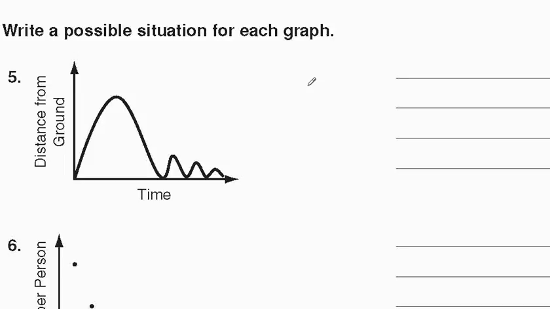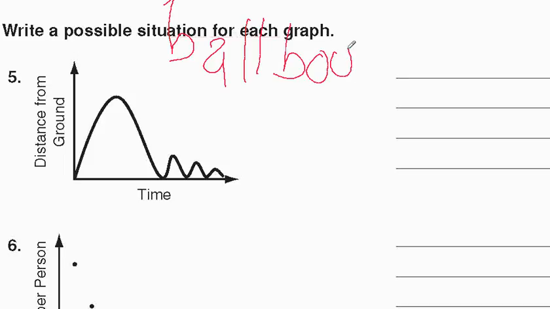So what's the example you want to use? What's happening? What's leaving the ground? So, okay, you just say ball bounces, right? Well, you could write that part out. And then what happens after that?